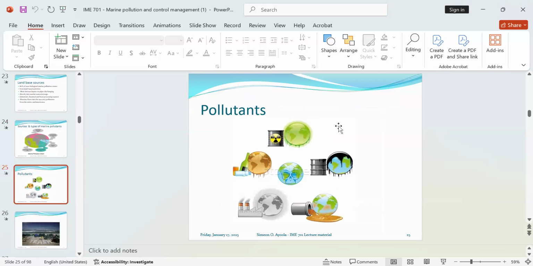Now, can you identify most of these pollutants? Yes. I've seen radioactive substances. I've seen solid waste. I've seen industrial discharge. I've seen oil spillage. The last one, I'm not sure I know what it is. Okay, next person. Who can help with the others? Waste disposals and some biohazards. Okay. So those are the types of pollutant into the marine environment.